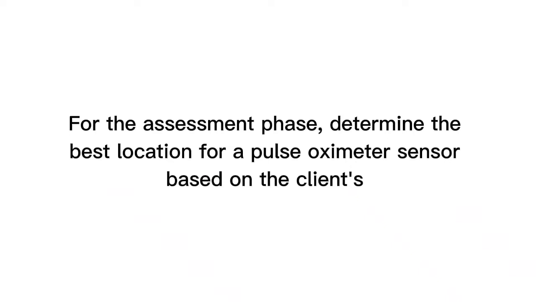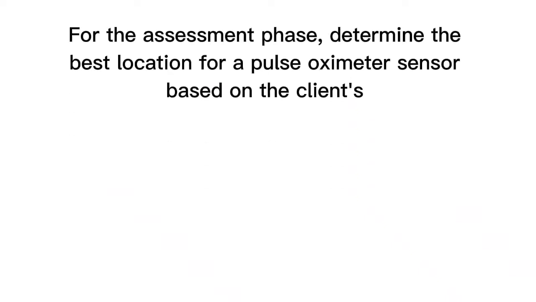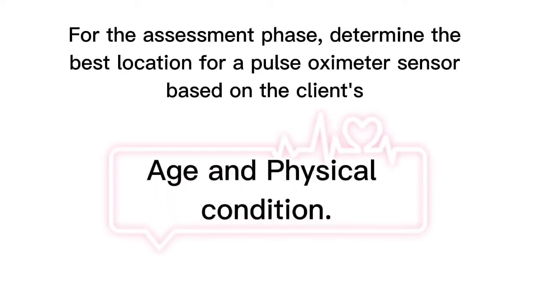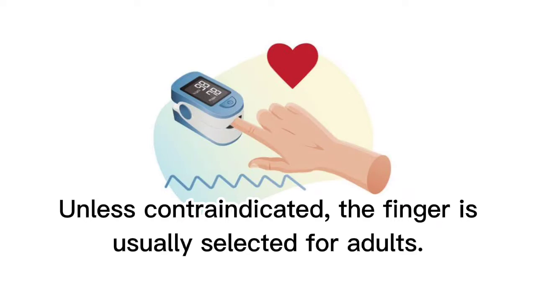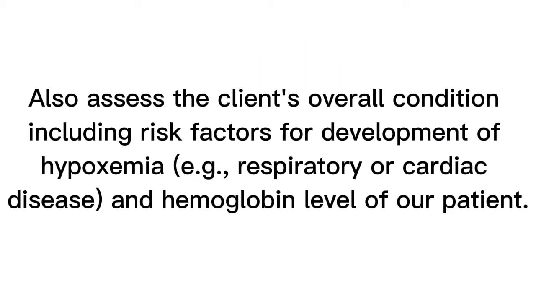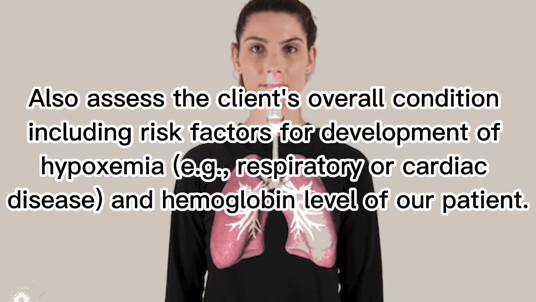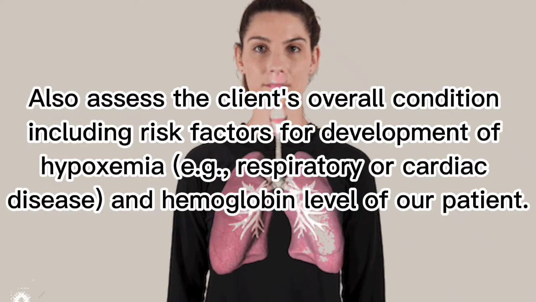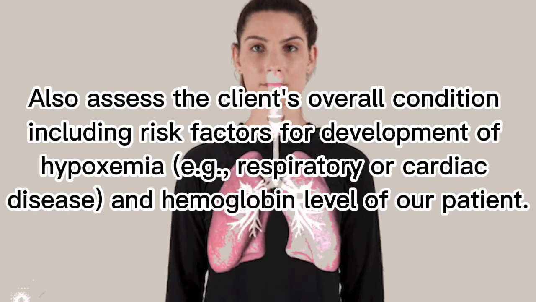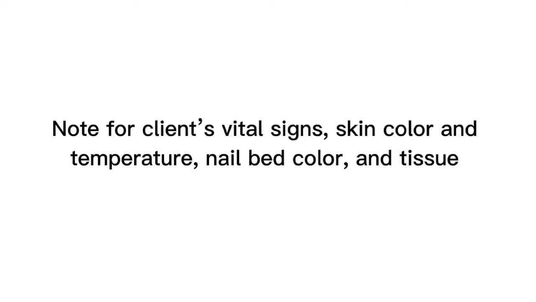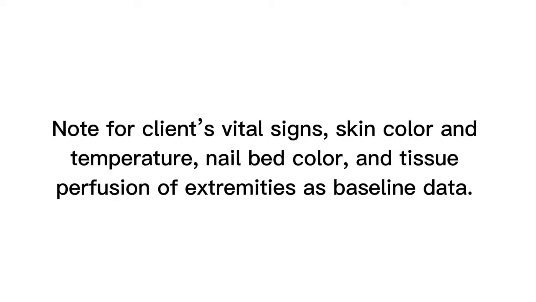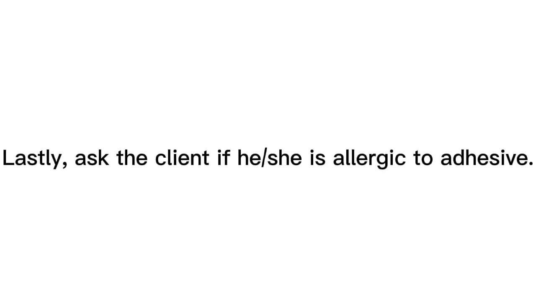Next, for our assessment, we need to determine the best location for a pulse oximeter sensor based on the client's age and physical condition. Unless contraindicated, the finger is usually selected for adults. Also, we need to assess the client's overall condition, which includes the risk factors for developing hypoxemia, like respiratory disease or cardiac disease. Also, the hemoglobin level of our patient. Take note of the client's vital signs, skin color, temperature, nail bed color, and tissue perfusion of extremities as baseline data. Lastly, we may want to ask the client if he or she is allergic to any adhesives prior to our procedure.